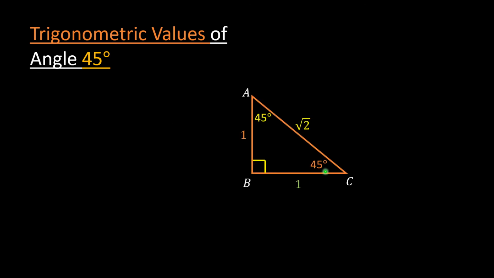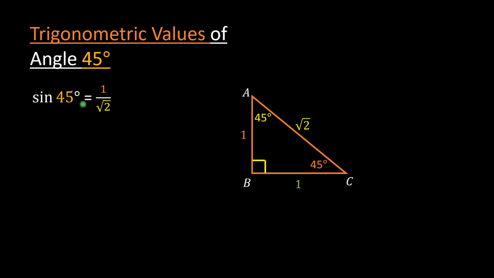We have a 45 degrees, 45 degrees, 90 degrees right triangle, which is also an isosceles right triangle. The sides opposite to 45 degrees are 1 each and the hypotenuse is root 2. Let us check if these values are correct. So according to Pythagoras, AB squared plus BC squared will be 1 squared plus 1 squared, that is 2, and AC squared is root 2 squared, which is 2. So this 2 equals this 2, hence the values are correct. Now we have all the three sides of this right triangle, so we can write 6 trigonometric values of 45 degrees.